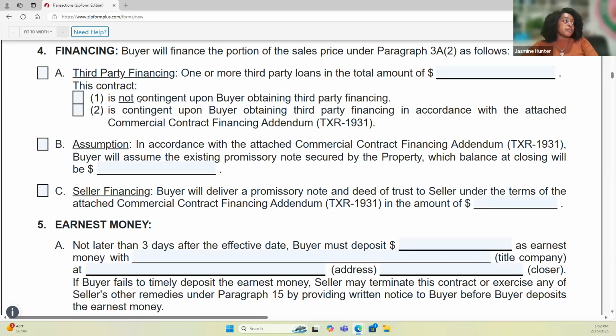Now, this gives you some of the third-party financing addendum information right here in this contract, which is why this contract is so long. In the residential contract, a house being contingent on third-party financing or not is all discussed in the third-party addendum.